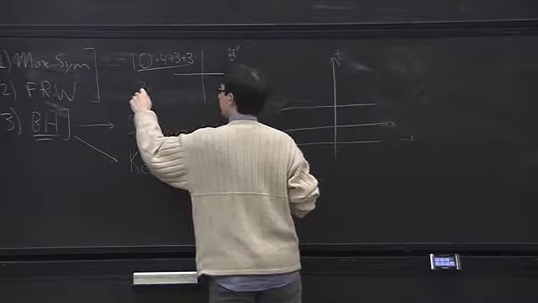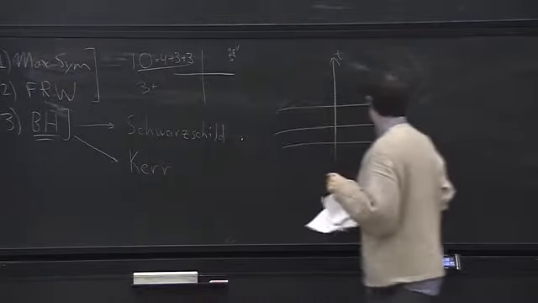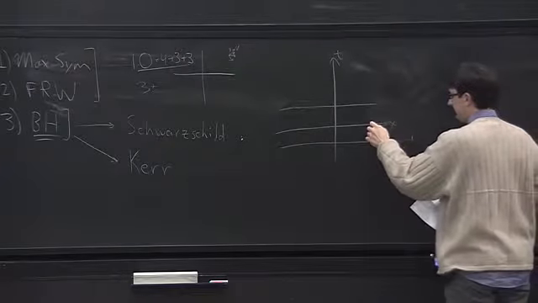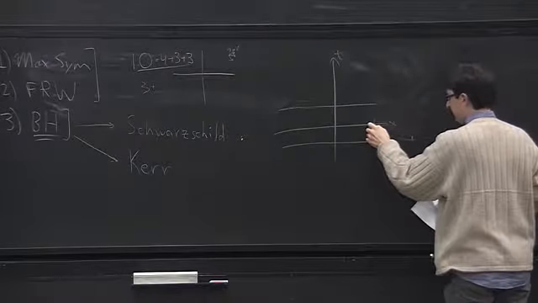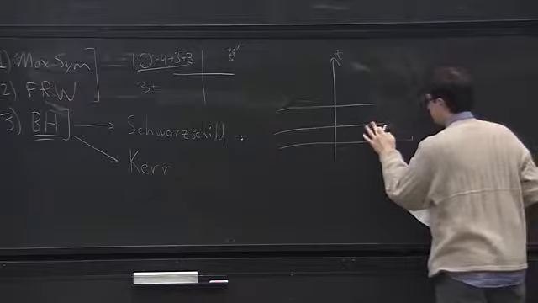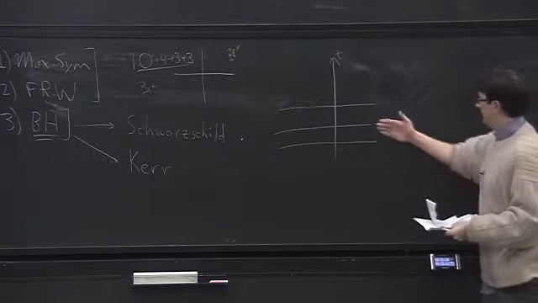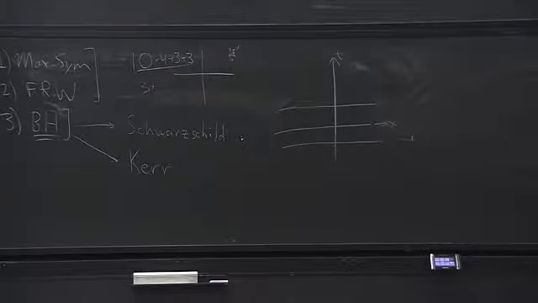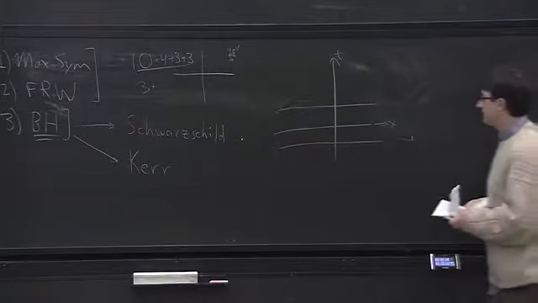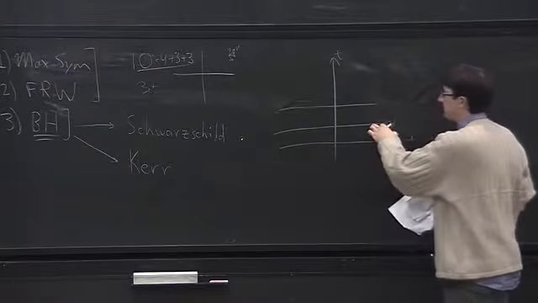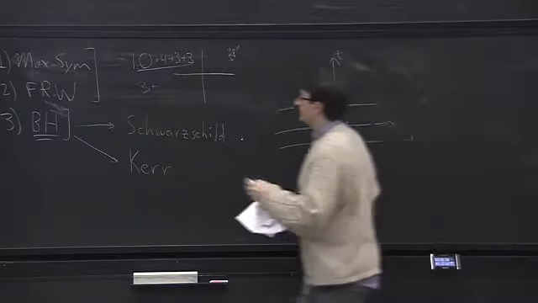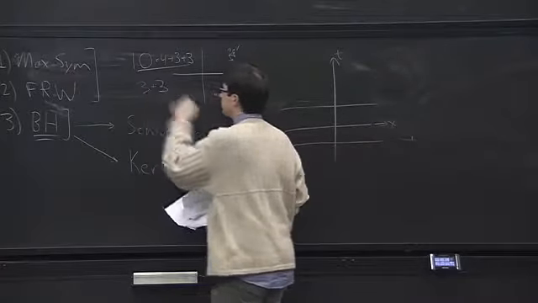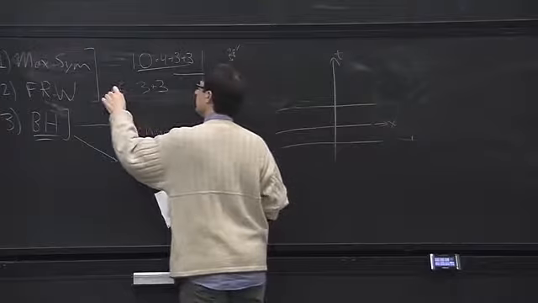So we have 3 translations. And then furthermore, if we take our laboratory here and rotate within our spatial slice and point our telescope or our apparatus in a different direction, we'll make the same observations in such a space-time. So we have three rotations also, for 6 symmetries.